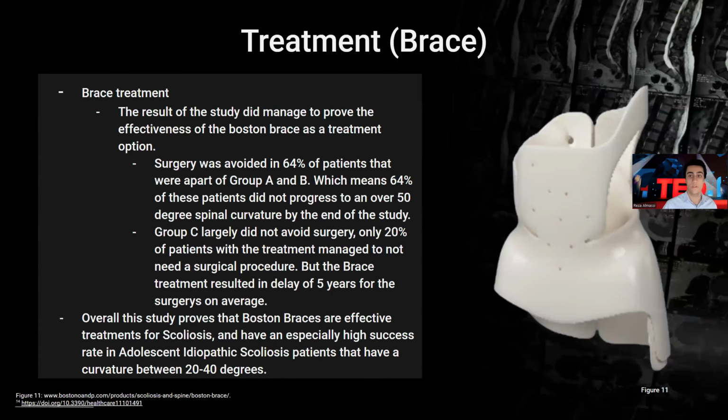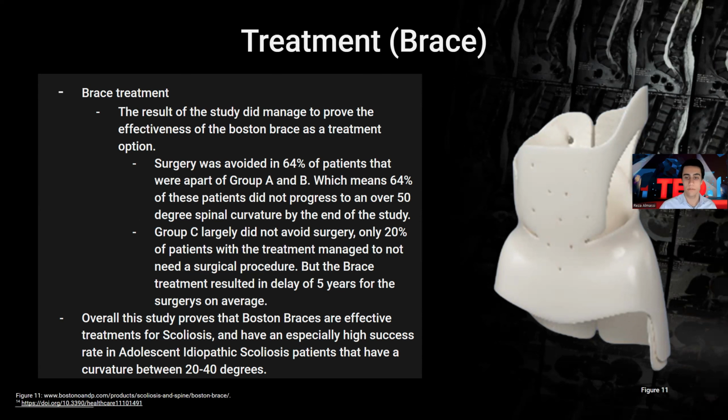The results of the study were very promising, as surgery was avoided by 64% of the combined population of groups A and B, made up of young idiopathic scoliosis patients with curves of 20 to 40 and curves above 40, meaning that 64% of patients never progressed to 50 degrees of spinal curvature. Similar rates were not seen in group C, however, which was composed of non-idiopathic patients. Only 20% managed to avoid surgery while staying below 50 degrees of spinal curvature. However, the treatment did manage to delay the need for surgery by 5 years on average.